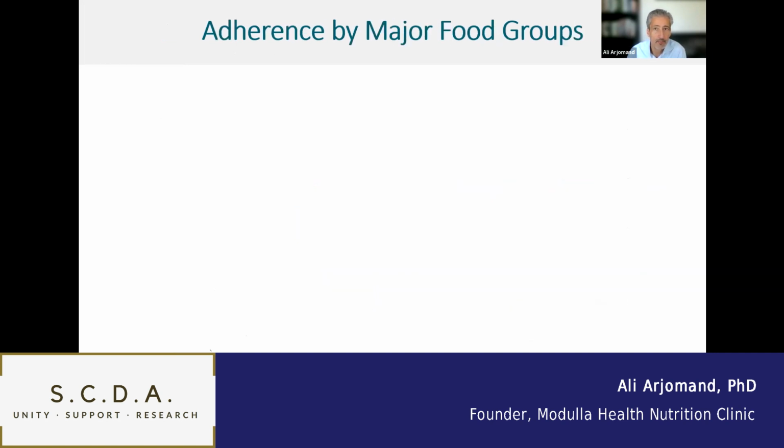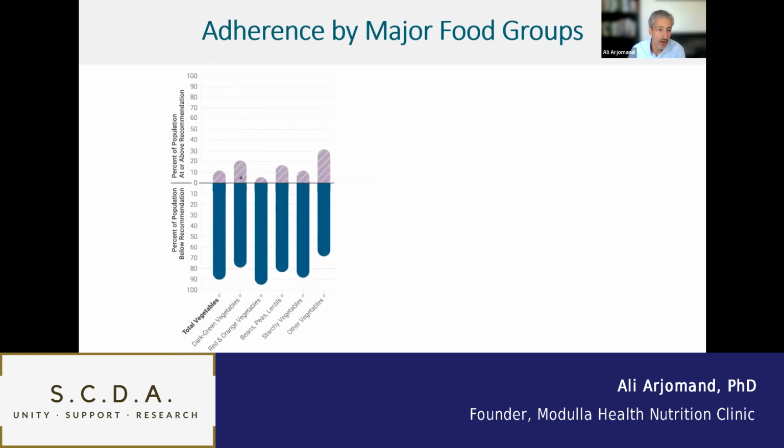And even when you look at them within major food groups, so here are the vegetables. If you look at the horizontal line in the middle, that's kind of the break even. You want to be above that to follow or adhere to the guidelines. You can see in total vegetables, 90% of Americans don't even adhere to the required vegetable guidelines. This is the general public adhering to the American food guidelines. Green vegetables, orange vegetables, across the board, there's significant shortfall.